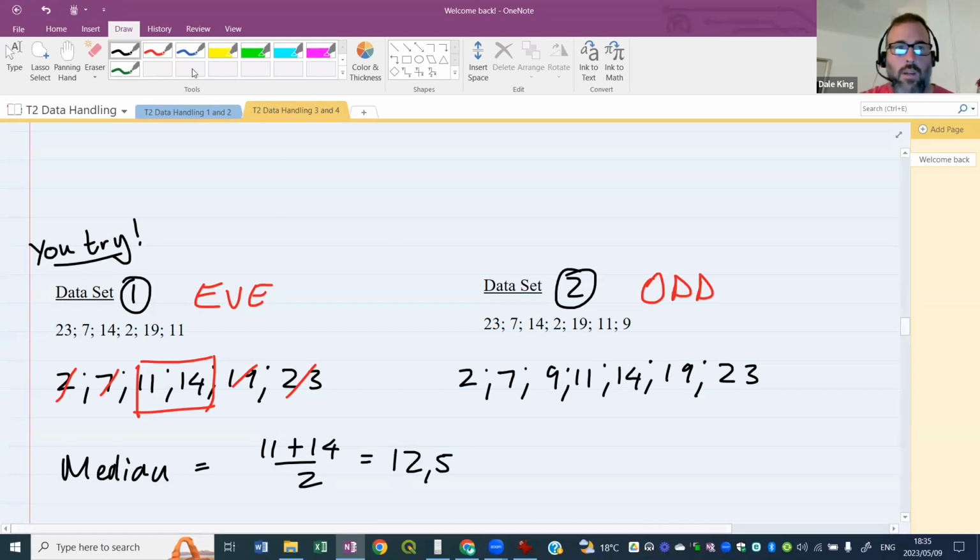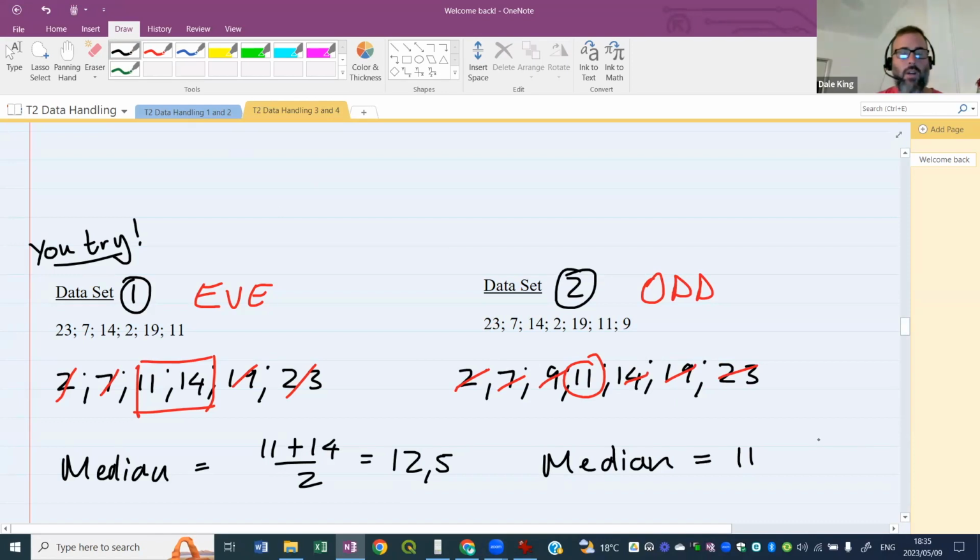Okay, and on the right-hand side, cross one off, cross one off, cross one off, cross one off, cross one off, cross one off. And we have one in the middle. So the median for this data set number 2 is 11.